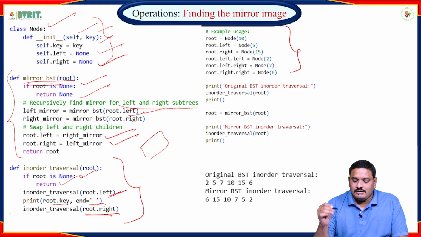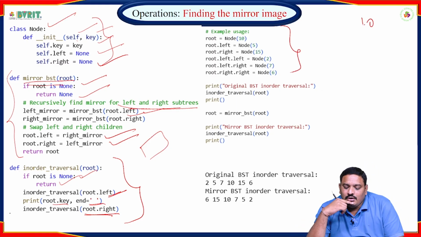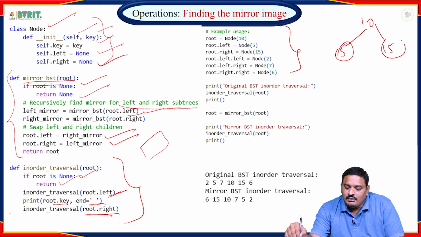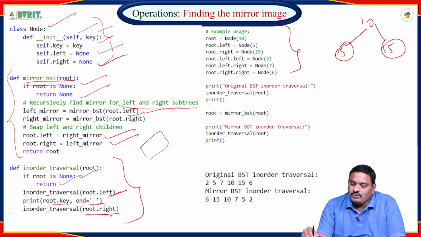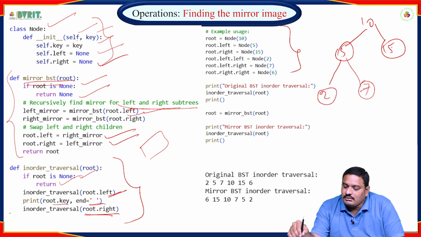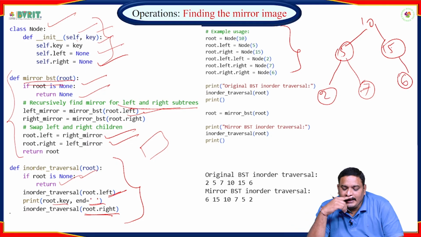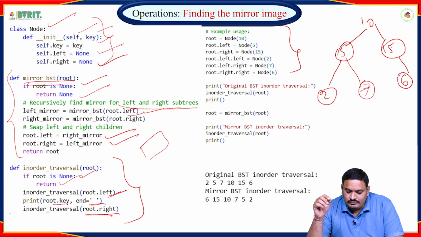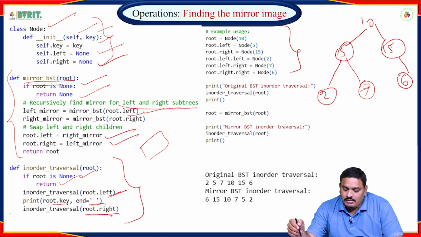Now we are creating the tree. Root node is 10, root.left is 5, root.right is 15, root.left.left is 2, root.left.right is 7. Next, root.right.right is 6. This is the example for creating the tree.